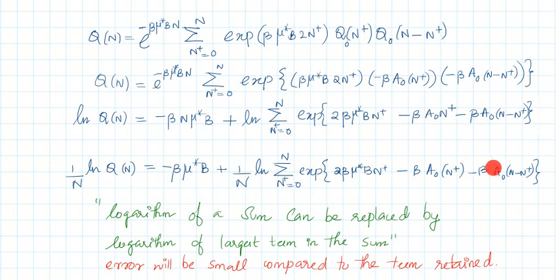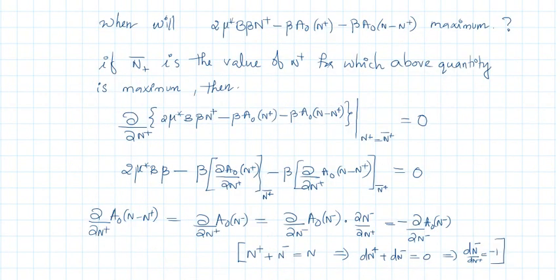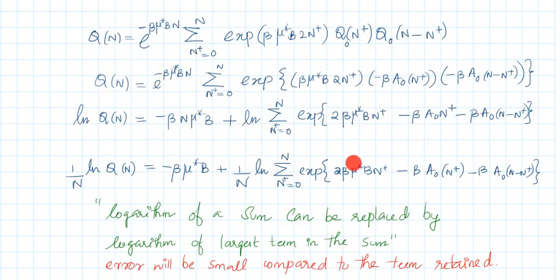Now this logarithm of a sum, we can replace it by the largest term in the sum. This is a usual trick we apply in statistical mechanics. Whenever you have a logarithm of a sum, you can replace it by the logarithm of the largest term in the sum, provided the error is small compared to the term retained. In statistical mechanics, when n is very large, this condition will be satisfied. The error will be small compared to the term retained. So how can we find the maximum value of this quantity?